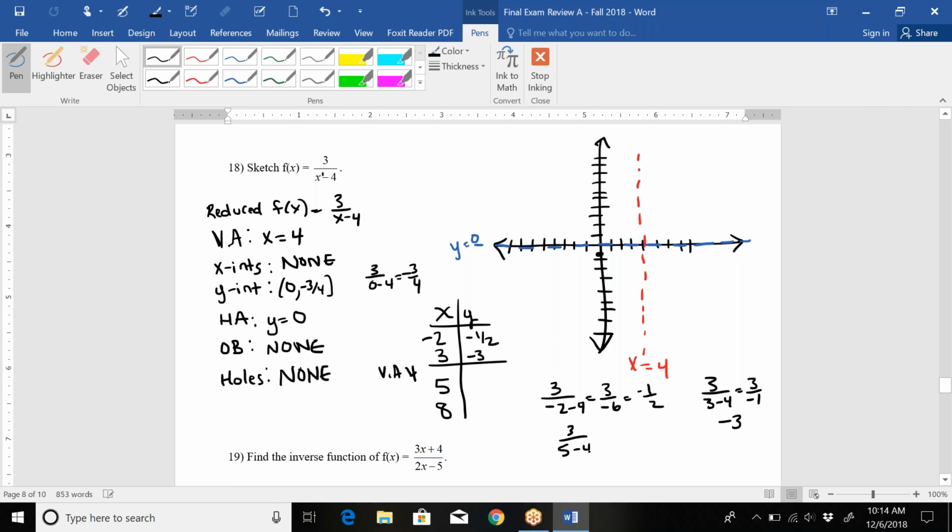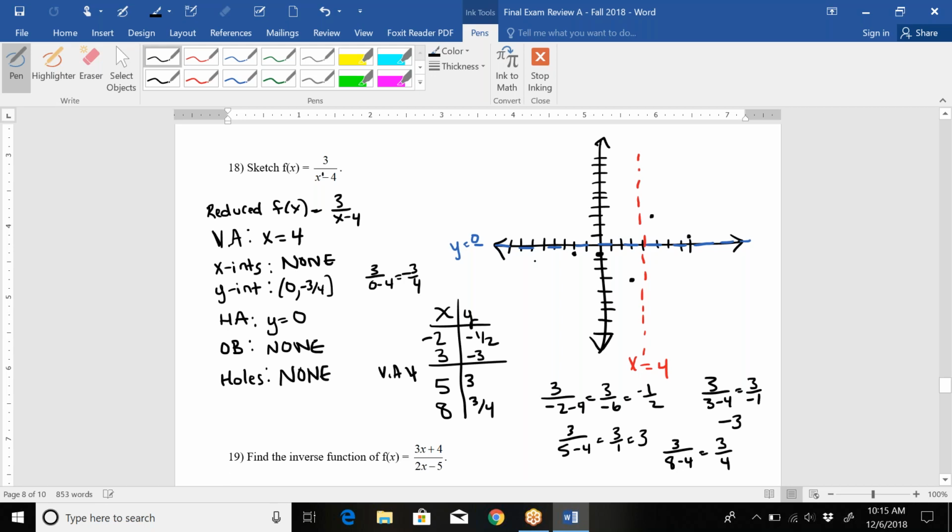3 over 5 minus 4 is 3 over 1, so that's 3. And 3 over 8 minus 4 is 3 over 4, so that's 3/4. So let's plot those extra points: -2, 1/2, -1/2 I should say, 3, -3, 5, +3, 6, 7, 8 is at 3/4.